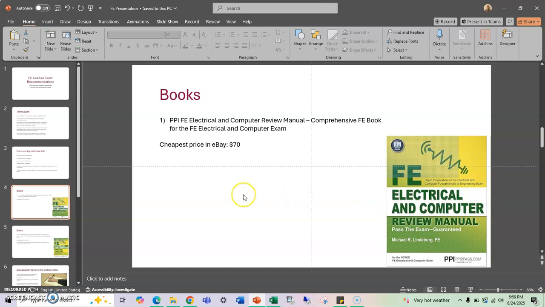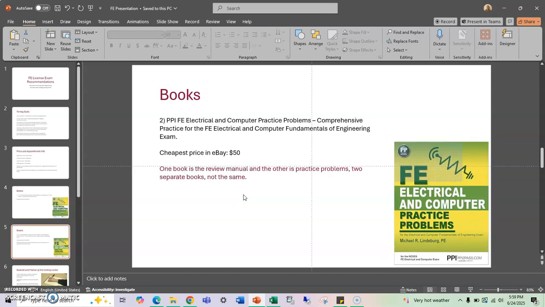It's very thorough, but not all of the content of the book is on the exam anymore. But most of it, for the most part, it does appear.